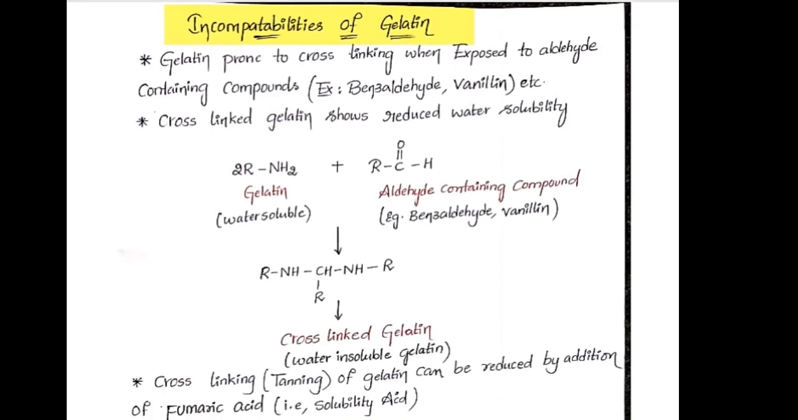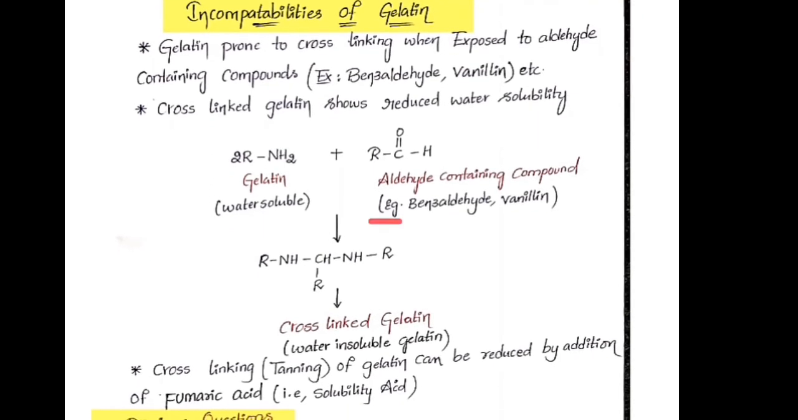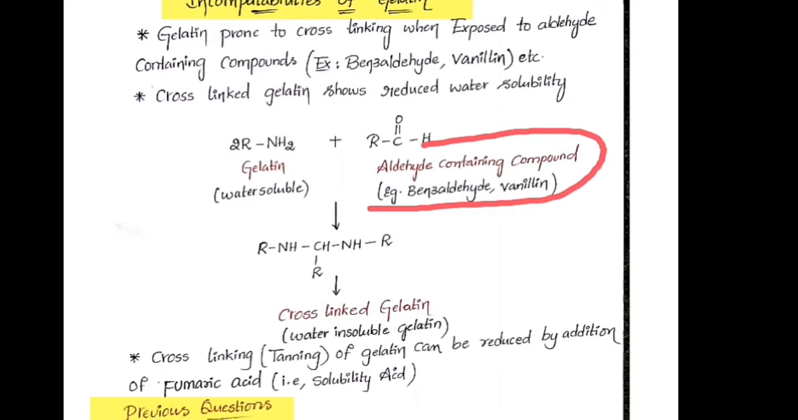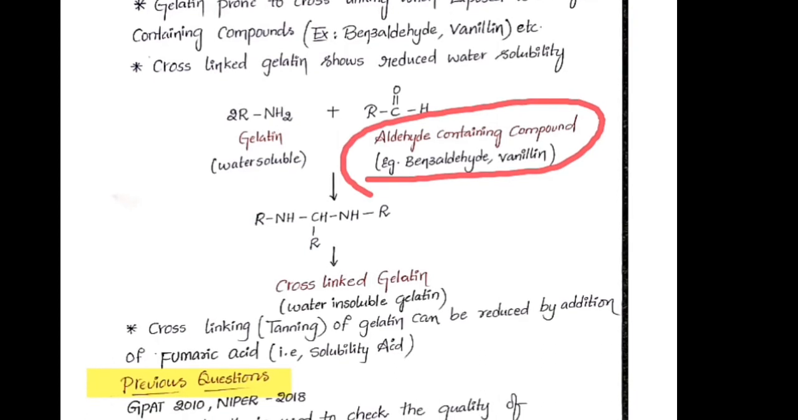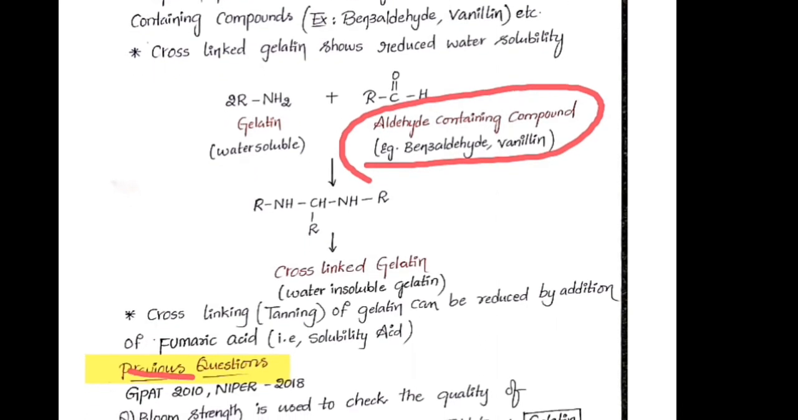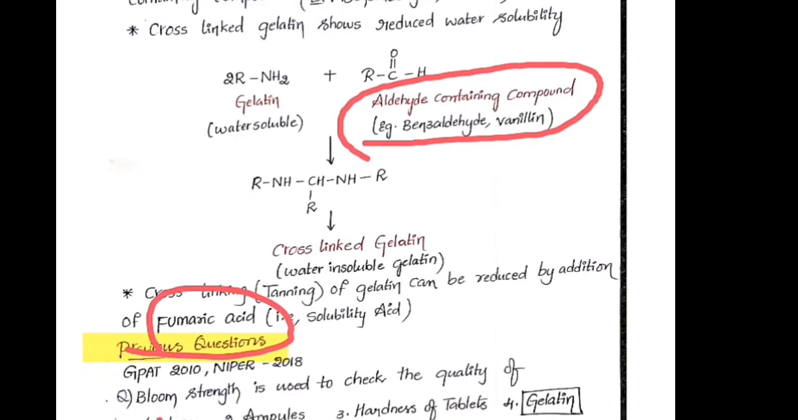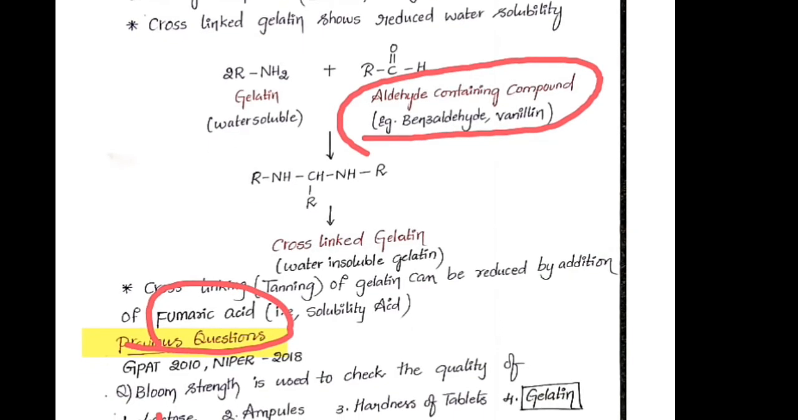Let us discuss some of the incompatibilities of the gelatins. An important incompatibility is with aldehydes. Aldehyde containing drugs like benzaldehyde and vanillin will reduce the solubility of gelatin capsules. To overcome this incompatibility, we have to add fumaric acid to increase the solubility of the capsule.